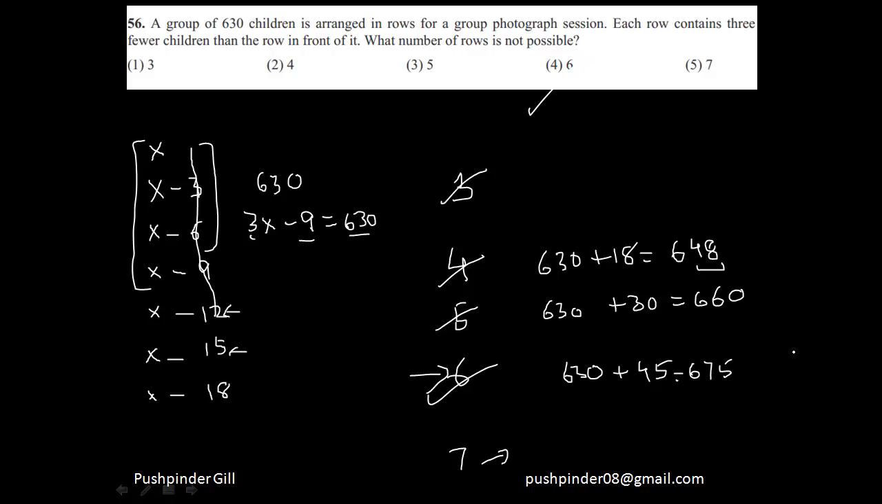So let me just take a quick recap of what we did. It said 630 children are to be arranged in rows for a photograph session, and each row contains 3 fewer children than the row in front of it. So if the first row contains x children, then the next row contains x minus 3, then x minus 6, then x minus 9. I assumed, let's suppose, there are 3 rows, and that gives me the number of children in each row to be an integer. Similarly with 4 as well, I get an integer. With 5 as well, I get an integer. But with 6, I do not get an integer. So that means this cannot be the possible number of rows, so 6 is the answer, right?